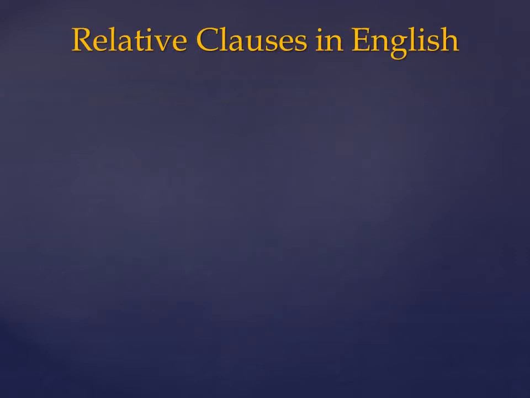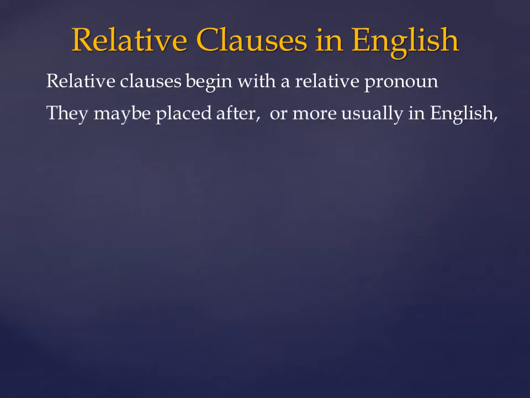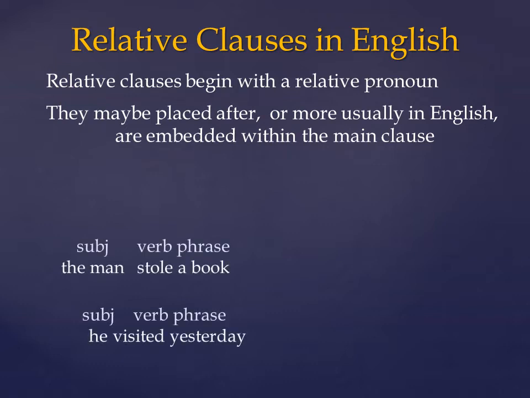Well, that's a brief look at clauses in general, and we've learnt two things about relative clauses, and that is, they must begin with a relative pronoun, and they can either follow the main clause, or more usually in English, they are embedded inside the main clause. So now I think it would be useful to look at the anatomy of relative clauses in the English language in more detail.